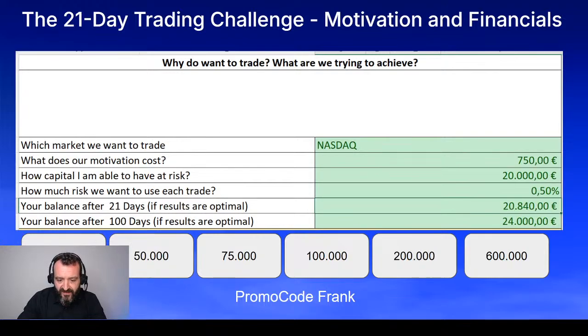After 100 days, if the results are optimal, always with this optional statement, if your results are optimal, then you get there, right? And then after 100 days, 24,000. So you would need approximately 100 days to reach your goal to get to the Balearic Islands. Okay, so far to your personal motivation and financial planning. Any question?